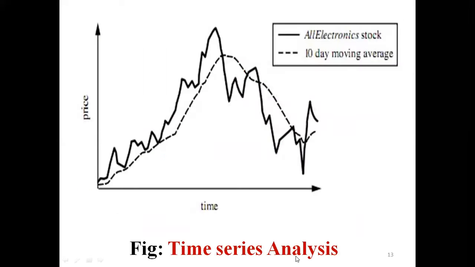And then this is an example, for all electronic stock, a 10-day moving average time series analysis like this. In this case, I'm taking time values on the x-axis. That means day 1, day 2, day 3, day 4, up to 10 days.